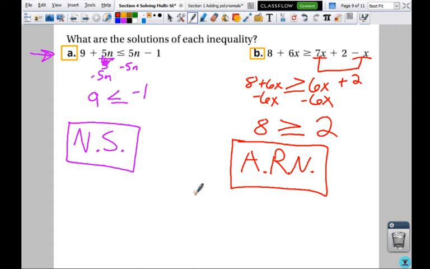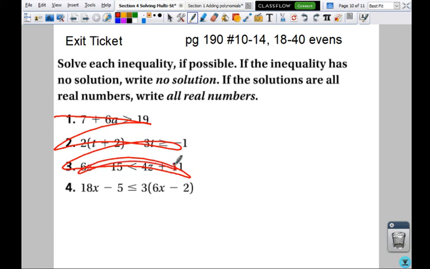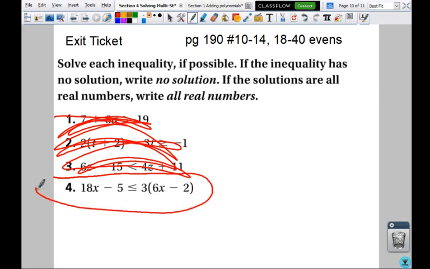So what I want you guys to do now is, we're actually going to change the exit ticket around a little bit and just do number 4 on your exit ticket here. So we're going to skip 1, 2, and 3. We're just going to do number 4. And it's going to be like what we were just doing. Our answer is going to be either all real numbers or no solution. So I want you to do that.